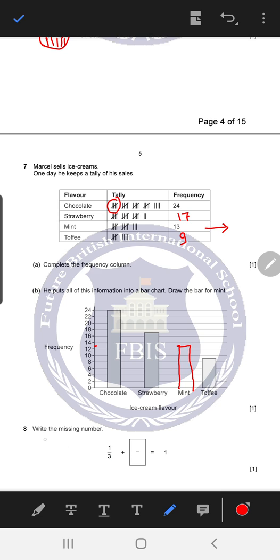Question number 8. 1 over 3 plus what equals 1? Put 1 whole as 3 over 3. 1 can be put as 3 over 3, 5 over 5, 6 over 6. But why do we put it as 3 over 3? Because the denominator here is 3. So we put 3 over 3. So 1 plus what equals 3? The denominator will be the same. 1 plus 2. 1 plus 2 is 3. 3 over 3. This is the answer.